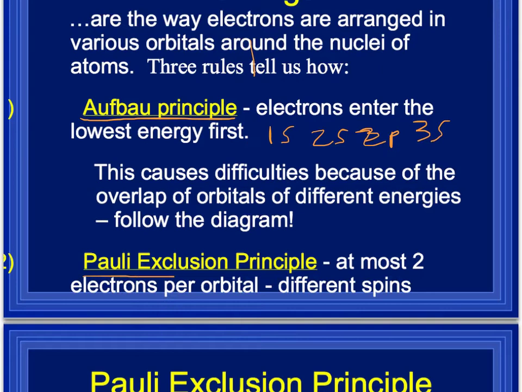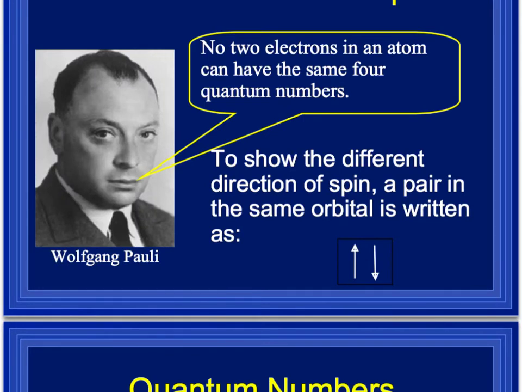The next rule or principle that you want to follow is this Pauli exclusion rule. So at most 2 electrons are in each orbital because they have different spins. So here is Wolfgang Pauli. He came up with the Pauli exclusion principle. And again, it says that no 2 electrons in an atom can have the same 4 quantum numbers. So to show the different directions of spin, a pair of electrons in an orbital is written as, you guys can see the up arrow here.